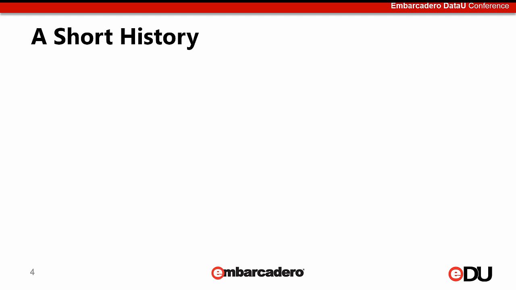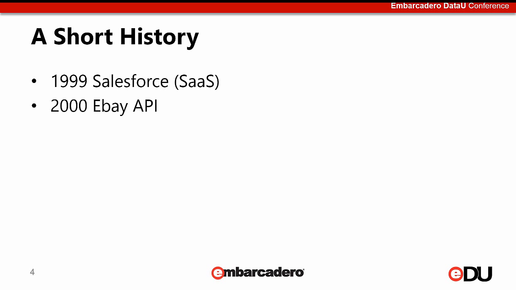I say short history, it's actually probably one of my longest slides. It's by no means a comprehensive list, but some of the more interesting landmarks. In 1999, Salesforce launches software as a service infrastructure. It was the end of 1999 and on into the beginning of 2000. In 2000 again, eBay's developer program is announced. The eBay API allowed eBay technology to be woven into existing sites and future e-commerce ventures.